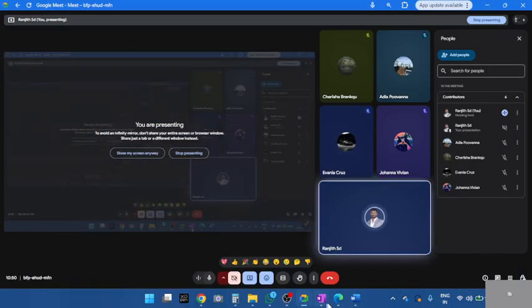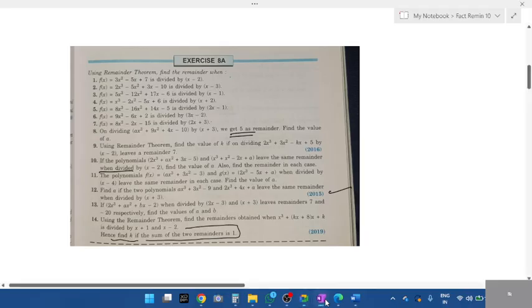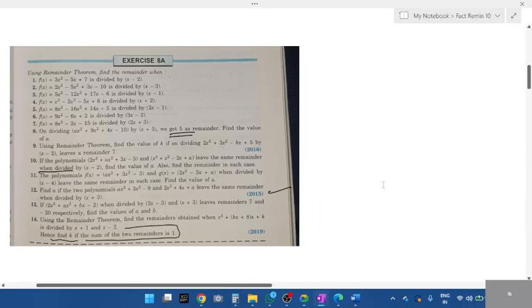Okay, we'll start, students. Factor and remainder theorem. Do you all remember factor and remainder theorem? All of you? Factor, remainder. Okay, I'll just quickly explain the concept.